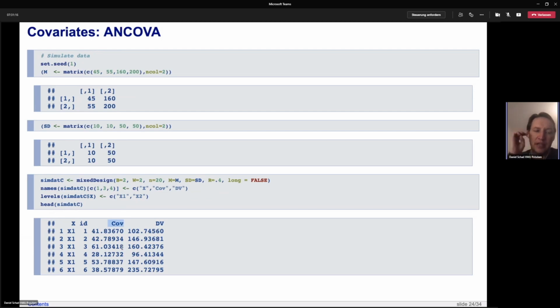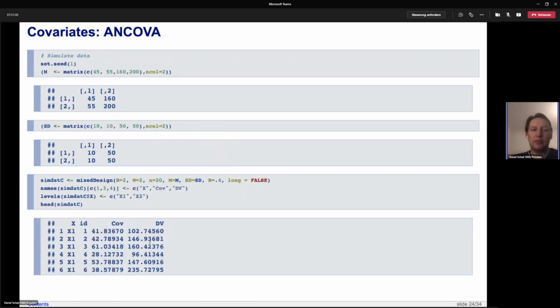So we're using this within subject manipulation to generate data from two random variables for each subject that are correlated. So we assume a correlation of 0.4 here. So the covariate and the dependent variable are correlated. And we have some group difference as well.